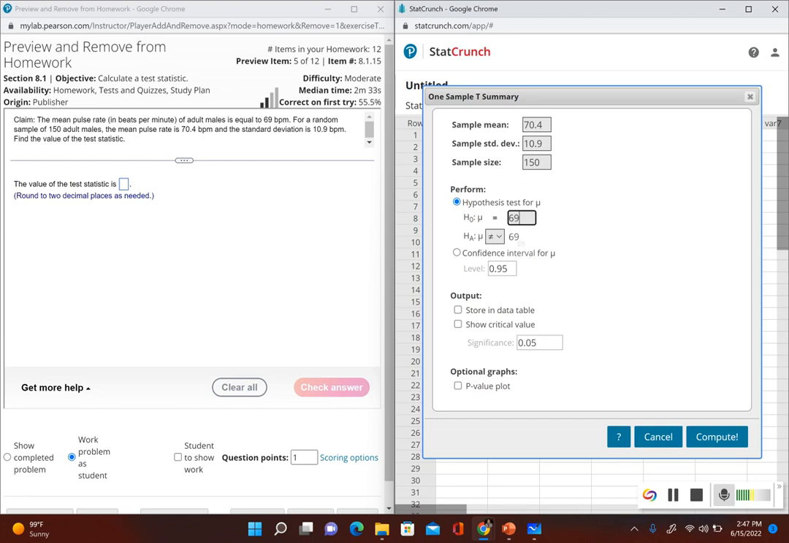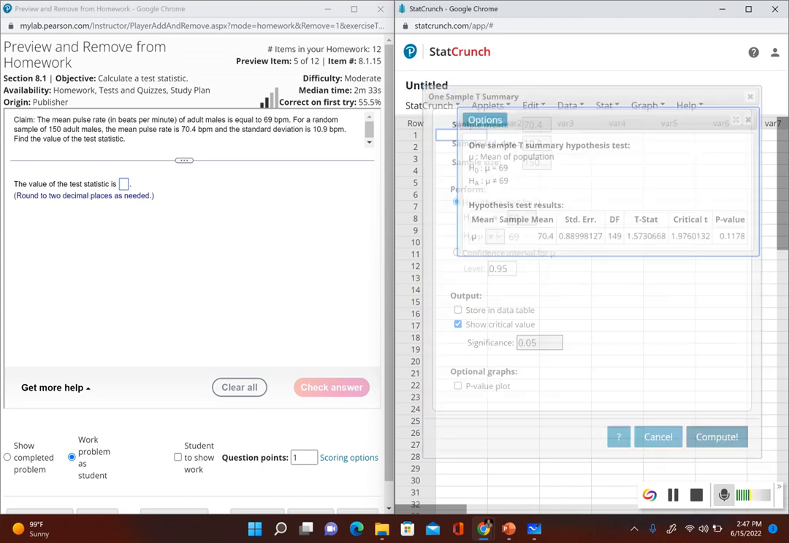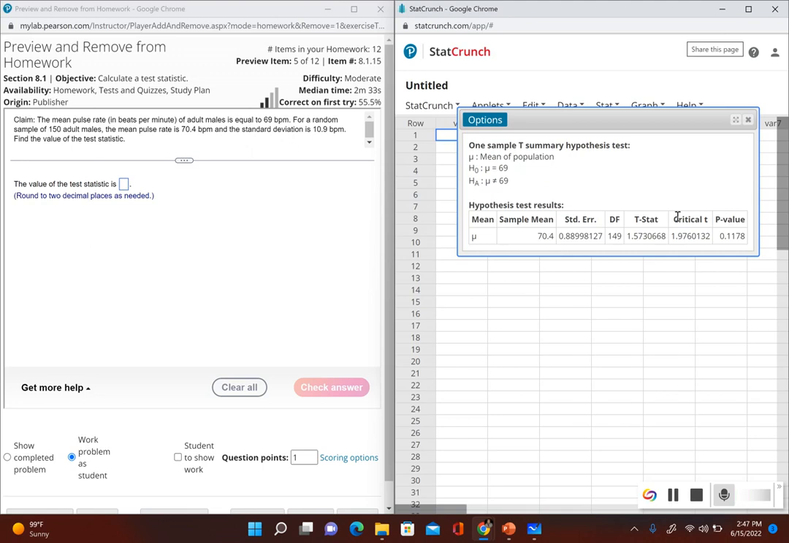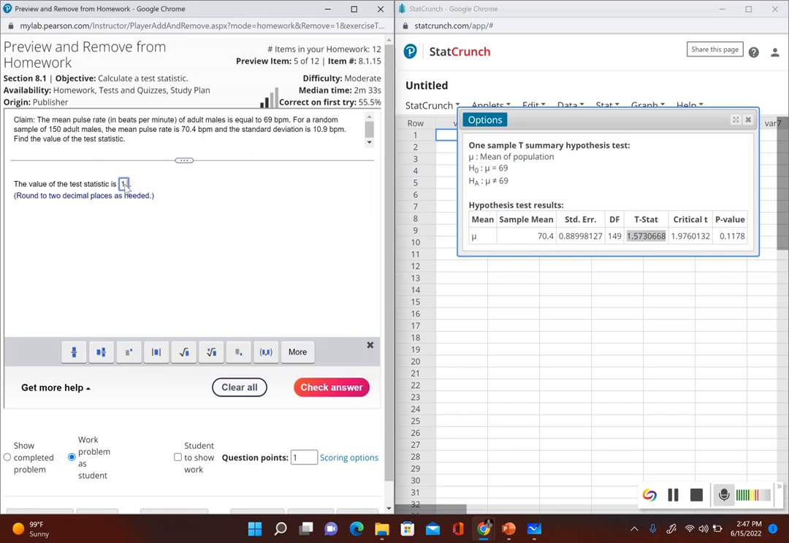Let's go ahead and change our null hypothesis. Mu is equal to 69. And then our alternative hypothesis was mu is not equal to 69. Let's click on show critical value. Click on compute, and now we have our test statistic right over here where it says t-stat. So rounded to two decimal places, we have 1.57.